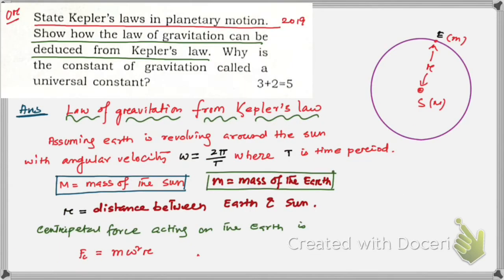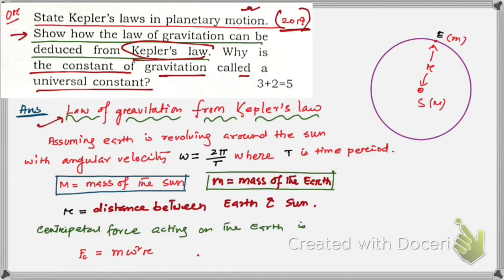So this is our next question. State Kepler's law of planetary motion. We have already written these statements while solving the 2019 paper. It was asked in 2019 also. So let's go to the next part of this question: how the law of gravitation can be deduced from Kepler's law, and why the constant of gravitation is called the universal constant. So let us solve it.